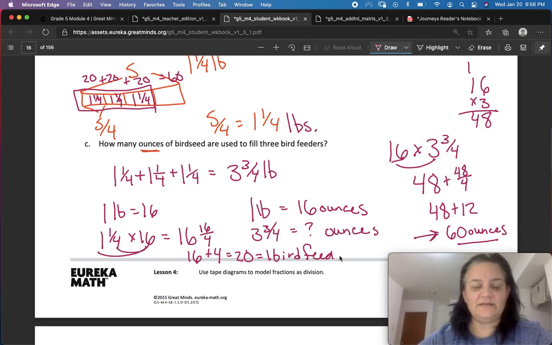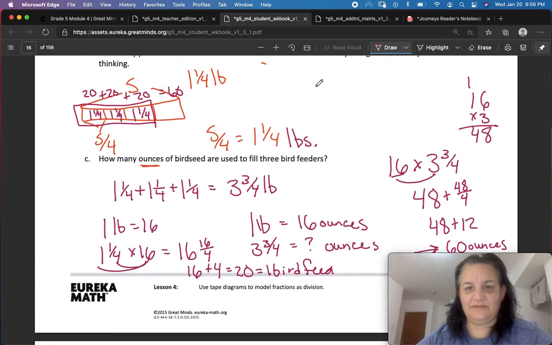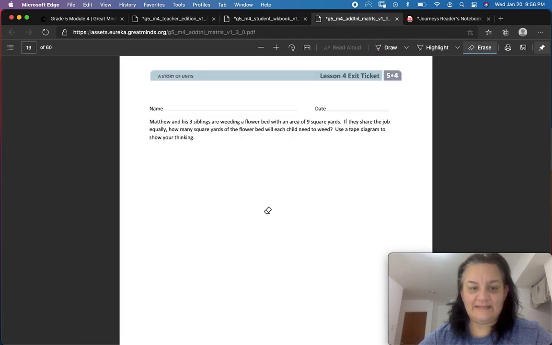Good. Oh my goodness. This is a good lesson. A little bit challenging, but I think that you'll do great. So finish your problem set. Take a picture of that. Then submit it. Go to your exit ticket, and let's read this together.